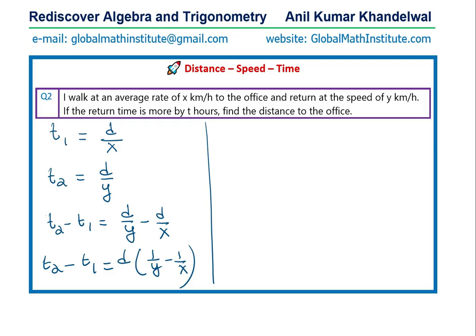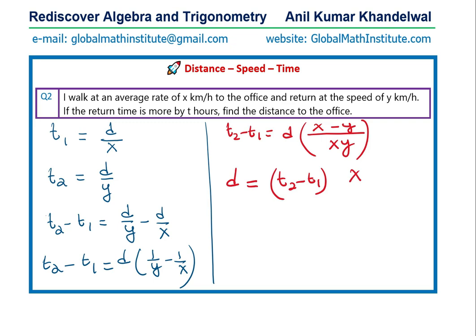So we can write this as t2 minus t1 equals d times, you can take xy and then the common denominator x minus y. Makes sense? So as you can see here, the distance can be found as the difference in time, t2 minus t1, times xy, the speed product, over the difference in speed. You get the whole idea. So that is how you can have a general formula to calculate the distance.